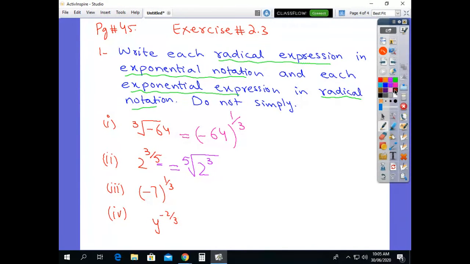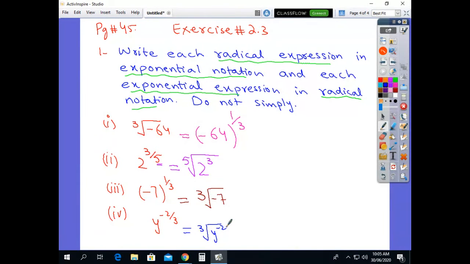Similarly, we write the next one, negative 7 raised to power 1 by 3. How do we convert it into a radical form? We convert it into a radical form as cube root of negative 7. We write 3 before the radical symbol, and 7 inside the radical symbol. Similarly, at last, we write y raised to power minus 2 by 3. We convert radical expression into exponential expression and exponential expression into radical expression.